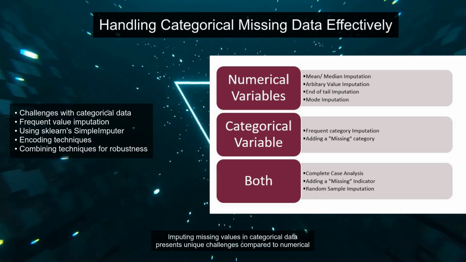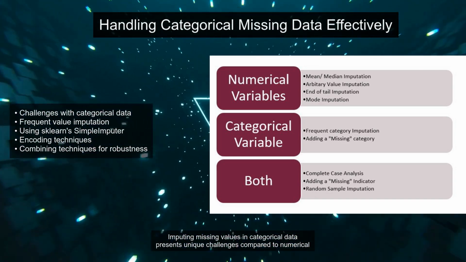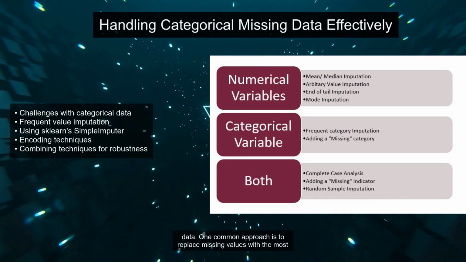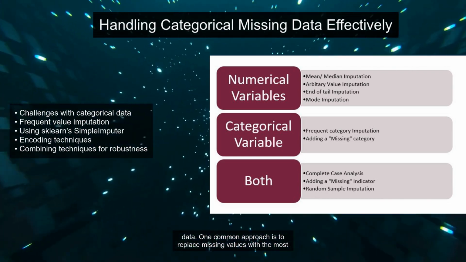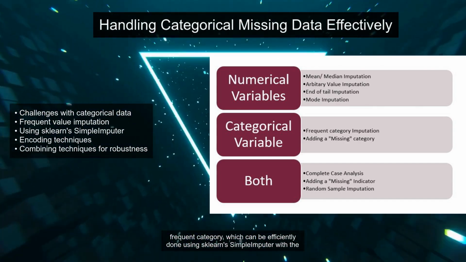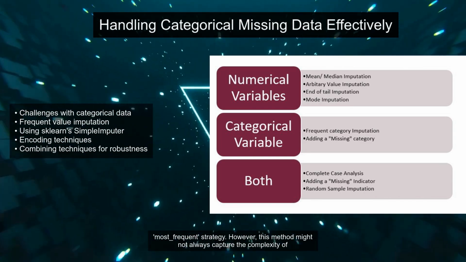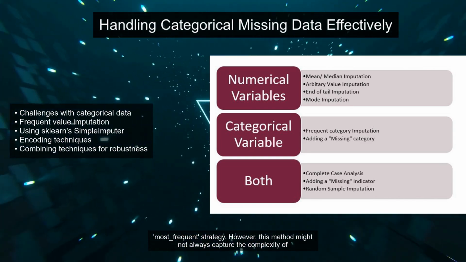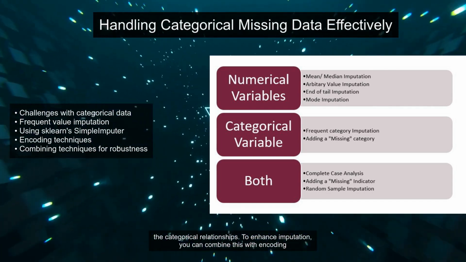Imputing missing values in categorical data presents unique challenges compared to numerical data. One common approach is to replace missing values with the most frequent category, which can be efficiently done using sklearn's SimpleImputer with the most frequent strategy. However, this method might not always capture the complexity of the categorical relationships.